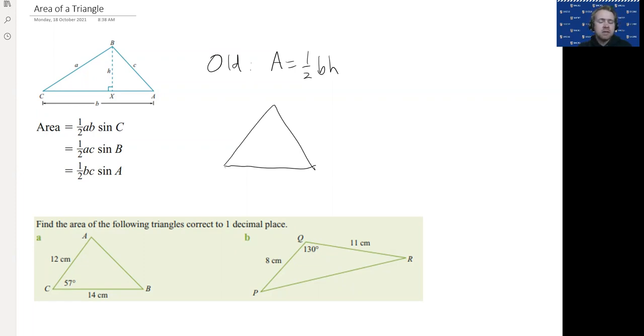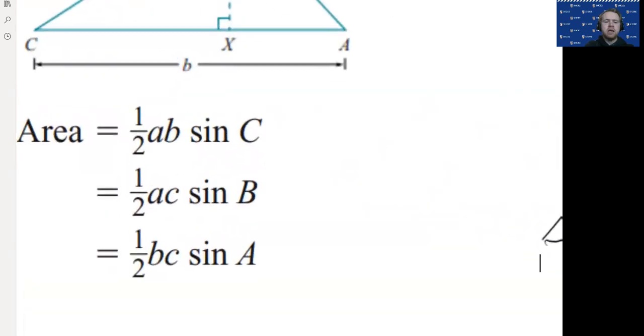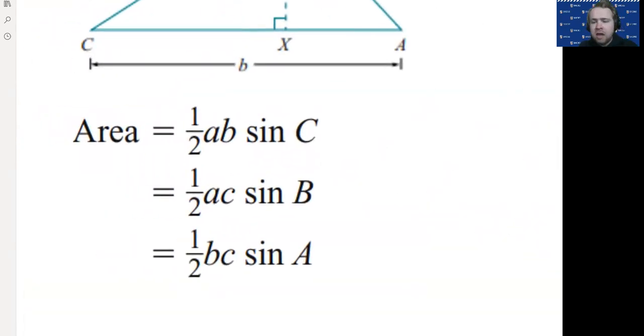Basically, this allows us to find the area of a triangle even when we don't know the height of that triangle. We just need to know two sides of that triangle and the angle in between, which we call the included angle. So here's our formula. Area equals half AB sine C. A couple of things to notice here. You can see the formula has been repeated a few times. You've got half AB sine C, half AC sine B, and half BC sine A.